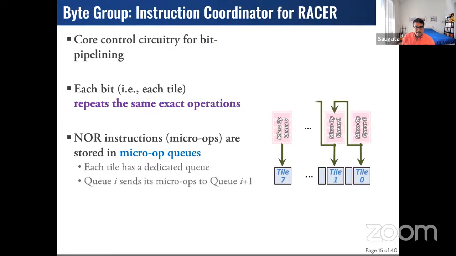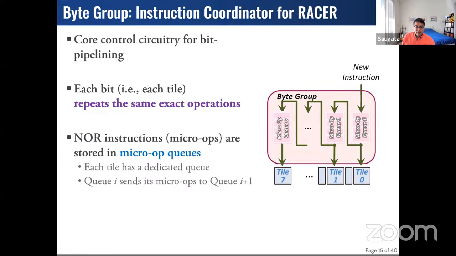But then what we do is that we take the instructions coming out of micro-op Q0, and as they're being dispatched to the tile to execute, we're also feeding them into the tail of micro-op Q1, so that when tile 0 is finished, tile 1 can basically reuse those same instructions to execute on its tile now. And so we form what we call byte groups, where we can feed in one instruction's worth of micro-ops to a single queue. We'll propagate them across all of the micro-ops of a byte group. And so now we can reuse instructions across 8 different tiles for giving us byte operations.